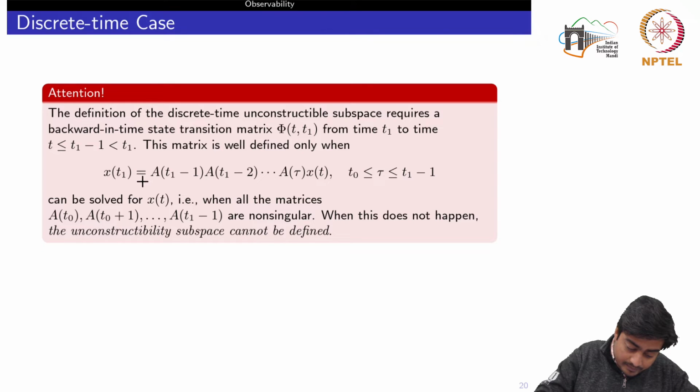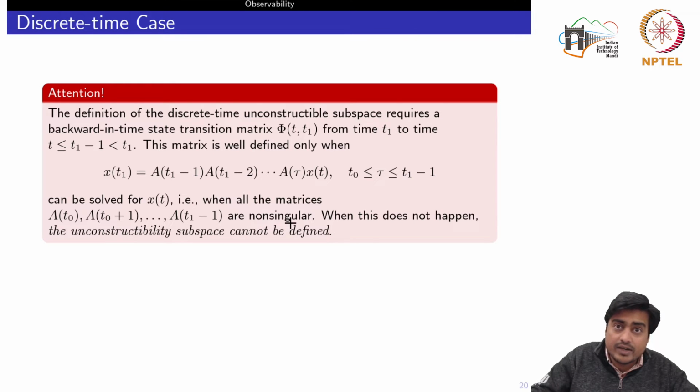I compute x of t1, which is represented by this one, for all x_t's. And this is only possible when all the matrices at different times from t0 to t1 minus 1 are non-singular. This is the same restriction we had seen in the first week while computing the solution of the discrete time scenario. So when this does not happen, the unconstructibility subspace cannot be defined. Okay, but there are no limitations in the unobservable subspace.